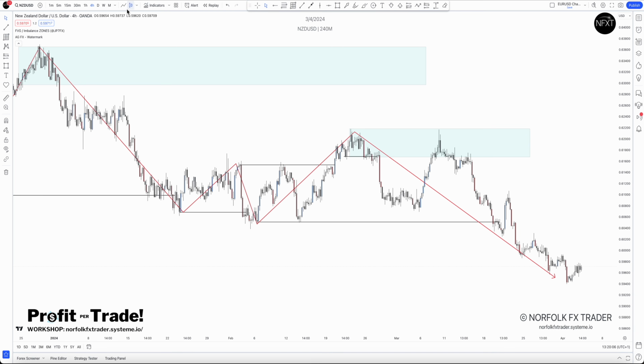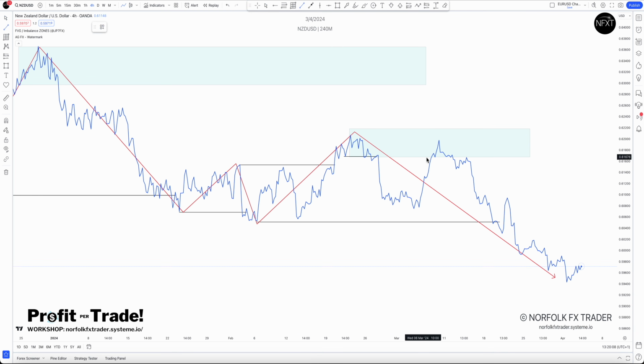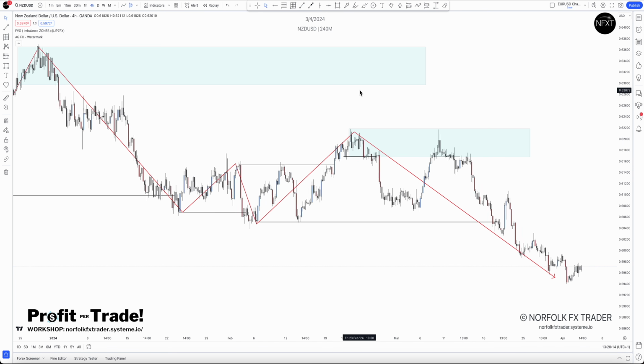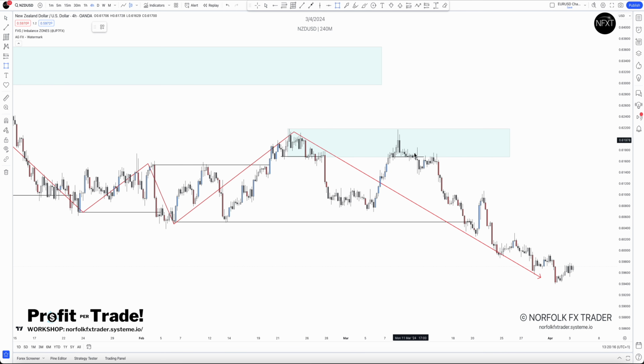Now, how do we look for an entry? Well, simply we can look for the reversal. There is another reversal out of the supply. Going back to price, what does that reversal leave us? That will leave a new area of supply you can draw.